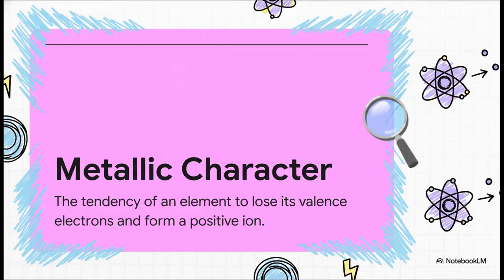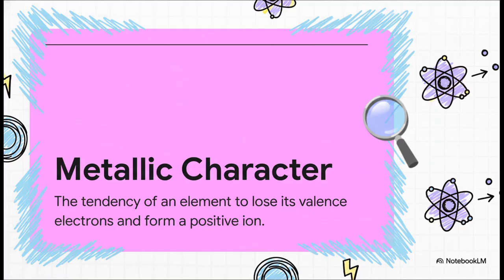Next trend up, metallic character. At its core, being a metal is all about the tendency to lose electrons. The easier it is for an atom to give away its outer electron, the more metallic we say it is. So let's just think logically for a second. Which atom do you think would lose an electron more easily? A tiny one where Captain Nucleus has a super tight grip, or a big one where that outer electron is super far away and shielded by other shells? The big one, of course.